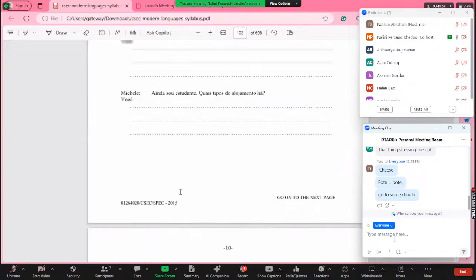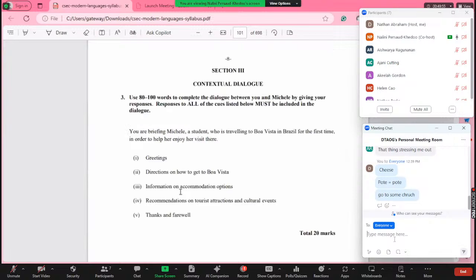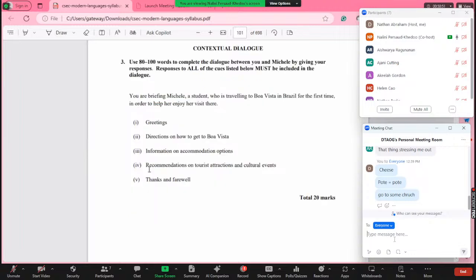Now I want us to go to the contextual dialogue. See the instruction that's given there? Contextual dialogue. So this is section 3. It says use 80 to 100 words to complete the dialogue between you and Michelle, by giving your responses. Responses to all of the cues listed below must be included in the dialogue. So this is what's given.